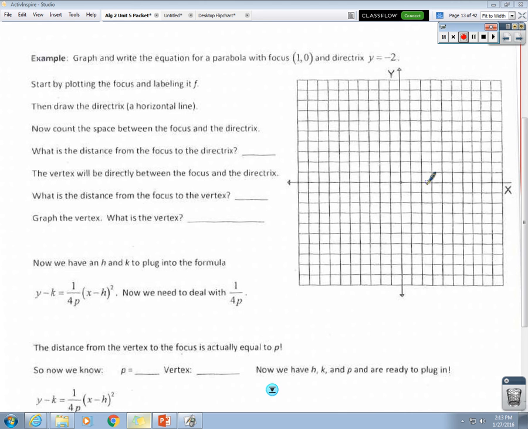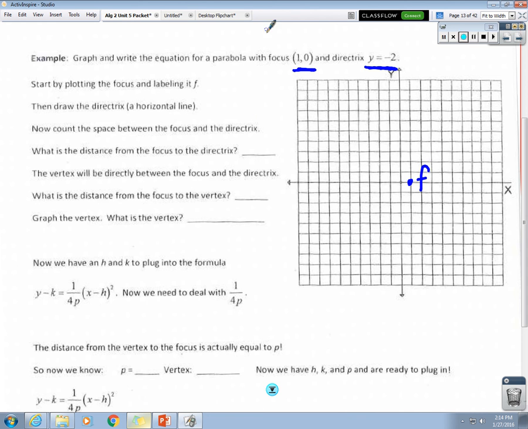Okay. So they've given us a focus point and the directrix. So the first thing we're going to do is plot the focus and draw the directrix. Okay, so (1, 0). I just go right 1. Correct? And then I'm going to label it F. And it's important to label it F for focus because in a minute we're going to have another point that's the vertex of the parabola, and you don't want to get those confused.